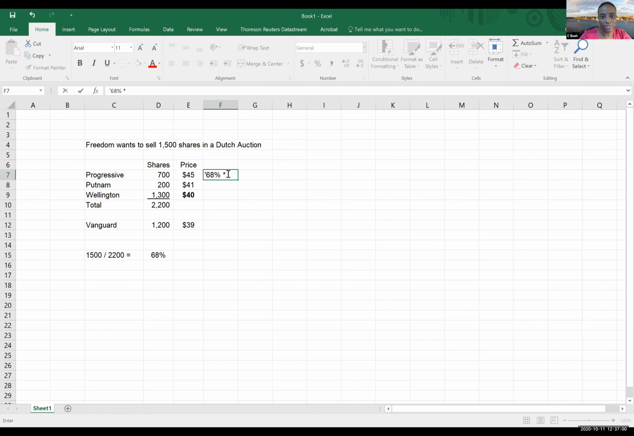Times the number of shares they said they wanted. Yep. All right, that's simple enough. That makes sense. All right, and then we'll just carry it out. So I'll just show you what it would be for Progressive. Times. So Progressive would get 477 shares. Okay. And I would do the same for everybody else.